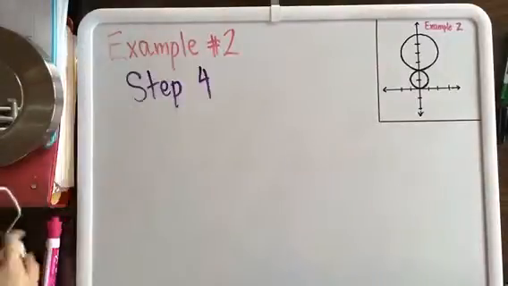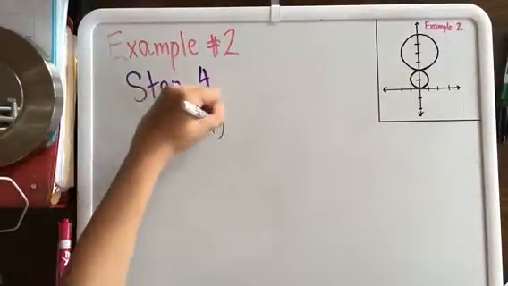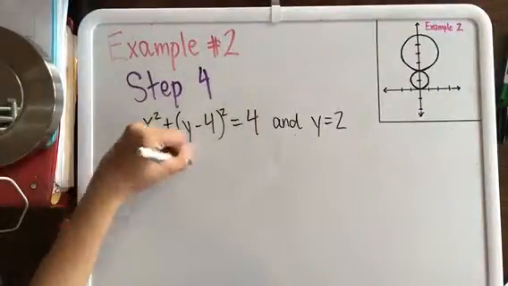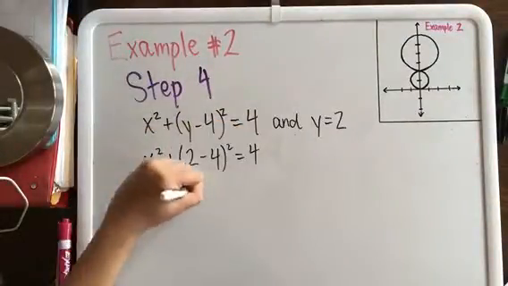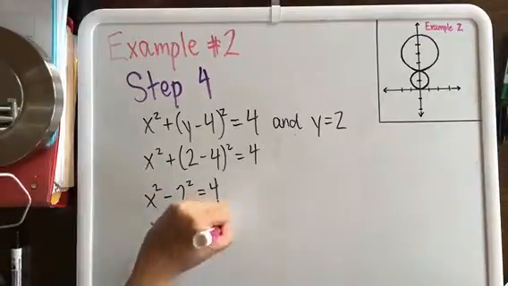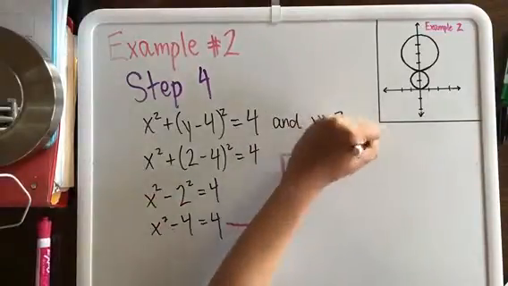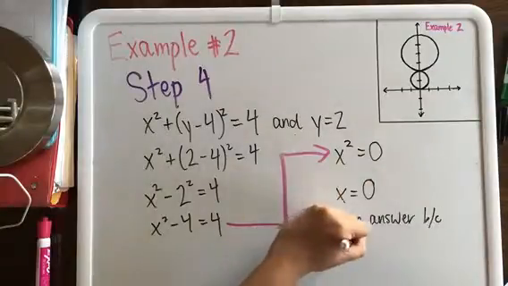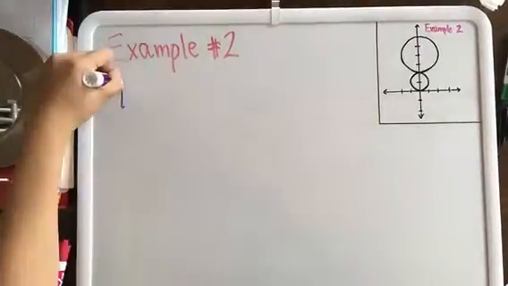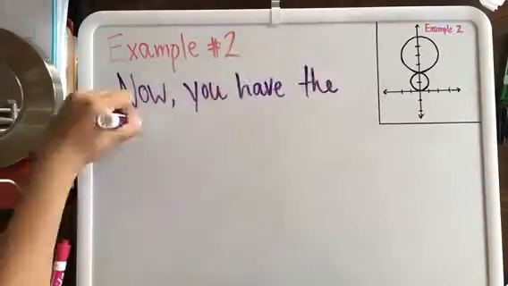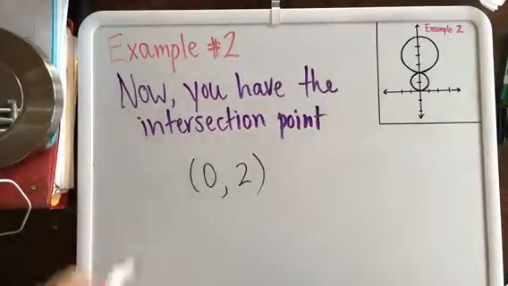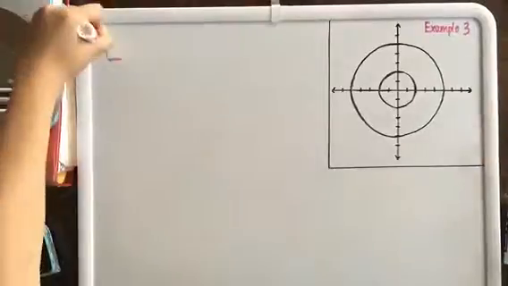Then, substitute the y value that you just received back into the equation. After doing this, you should be able to get the answer of 0. However, because plus or minus 0 is not possible, you will only get one answer. Therefore, we only have one coordinate, which is (0, 2), as the only intersection point.